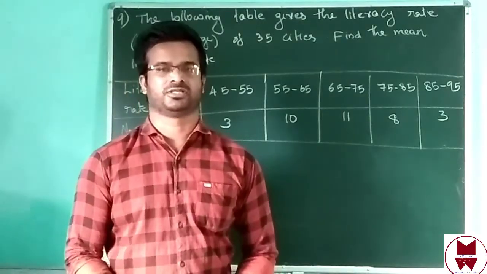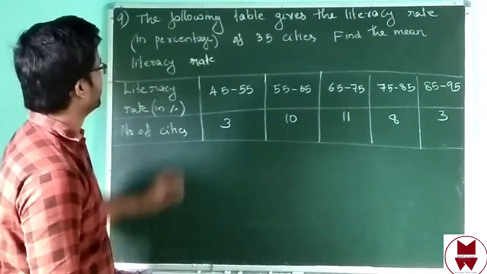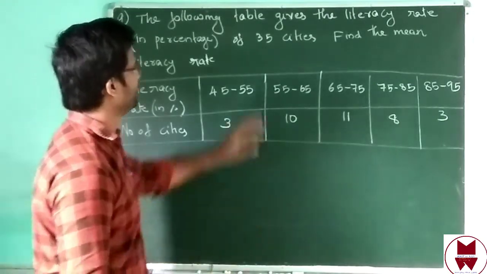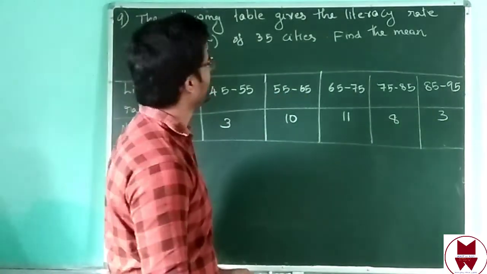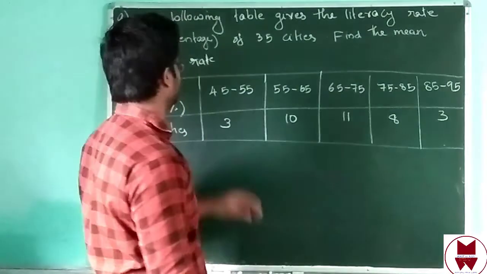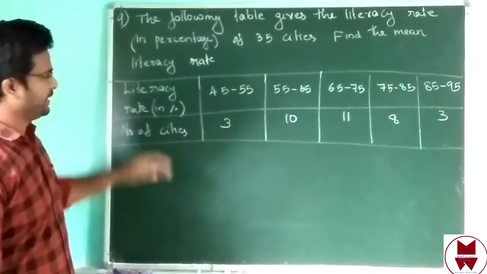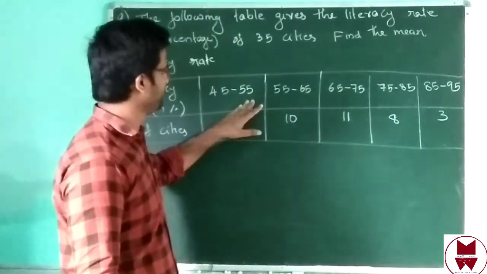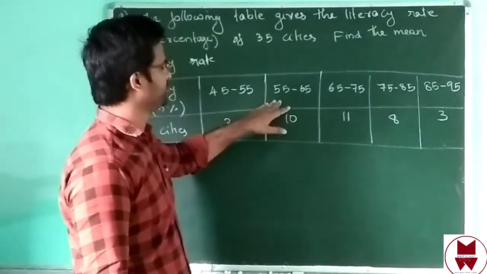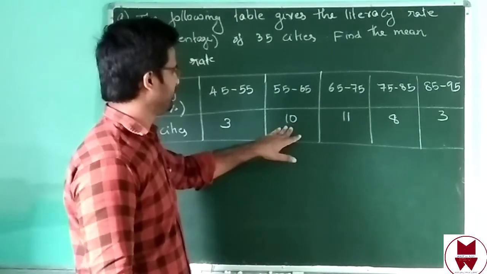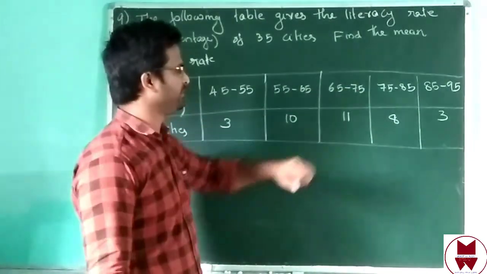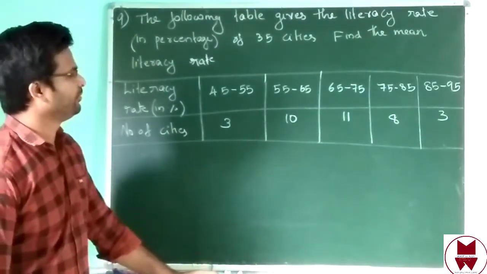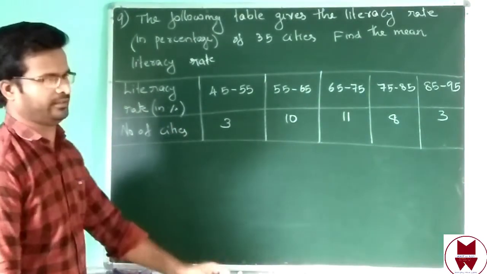Now we can see question number 9. The following table gives the literacy rate in percentage of 35 cities. Find the mean literacy rate. One table is given in here: literacy rate 45 to 55, 3 cities; 55 to 65%, then 10 cities; 65 to 75%, 11; like that. Then we have to find out the mean of this literacy rate.